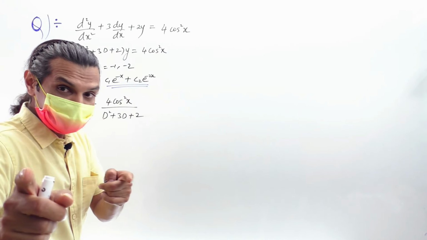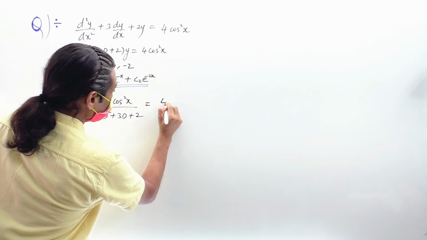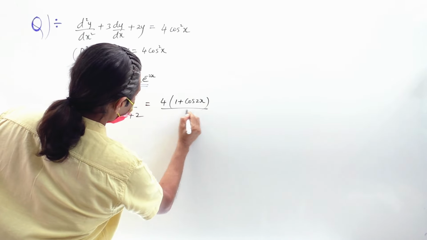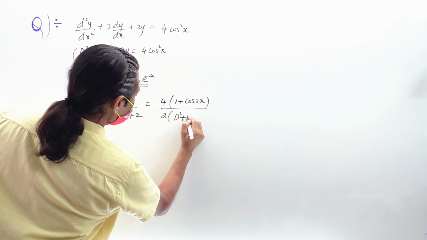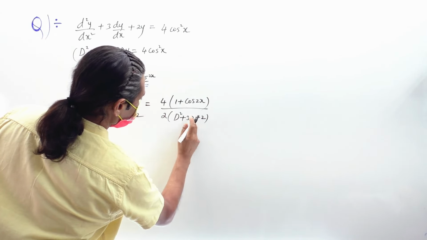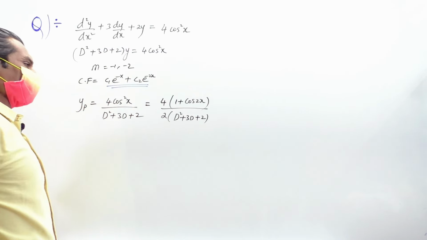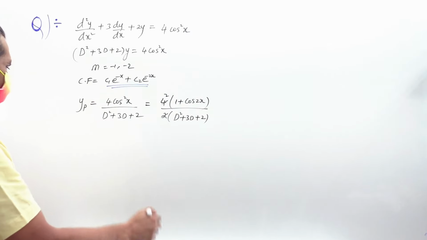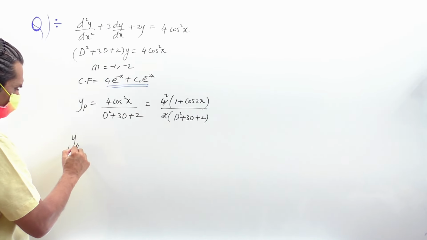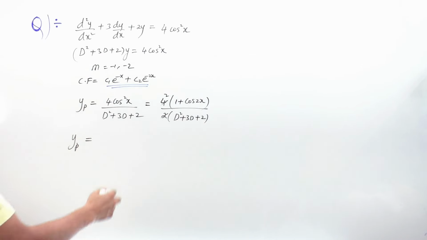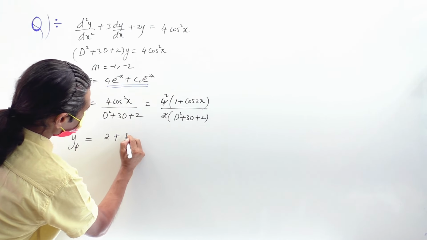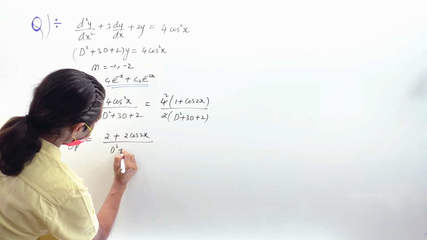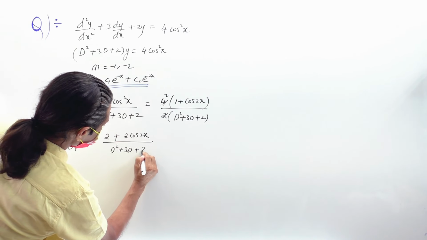Okay, so what do we do? We have 4 into what is cos square x? 1 plus cos of 2x whole divided by 2 into d square plus 3d plus 2. This is what we have. Now 2 ones are 2, 2 twos are 4. We simplify this to yp is equal to, open the bracket, 2 plus 2 cos of 2x whole divided by d square plus 3d plus 2. Fine.